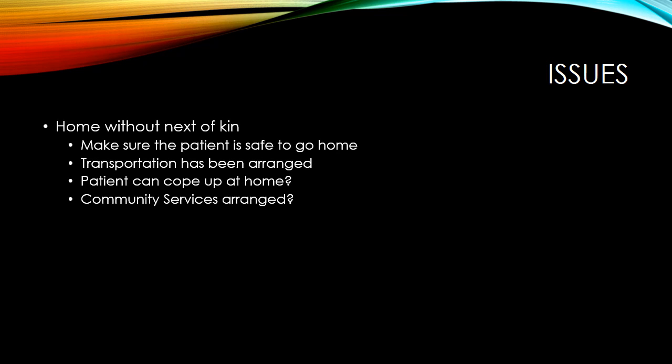There are a few issues that we need to consider when it comes to discharging a patient. There are patients who go home without next of kin, and as mentioned previously, we need to make sure that the patient is safe to go home. That's why we need to arrange transportation. And we need to make sure if the patient can cope at home. If they can't cope at home, we might consider another discharge venue. Community service arranged. If there would be dressings done secondarily, does a community nurse know?